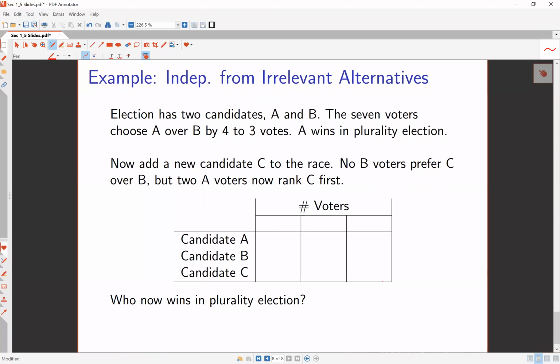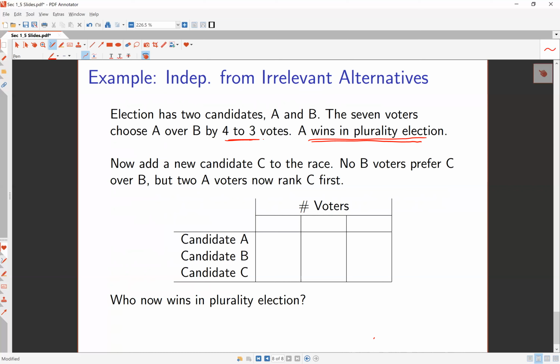Now, I said it's sometimes a bit difficult to understand the nuance between Pareto optimality and independence from irrelevant alternatives. So that example we just looked at illustrated Pareto optimality. Now we're going to look at independence from irrelevant alternatives. Say an election has two candidates, A and B. There are 7 voters. By a margin of 4-3, they choose candidate A over candidate B. So in a 2-candidate election, A wins. A wins this plurality election with 4-3.